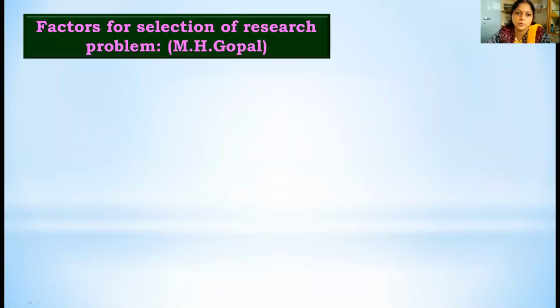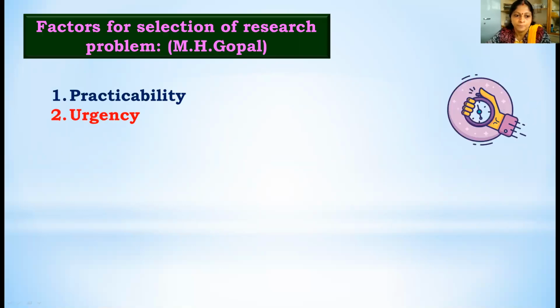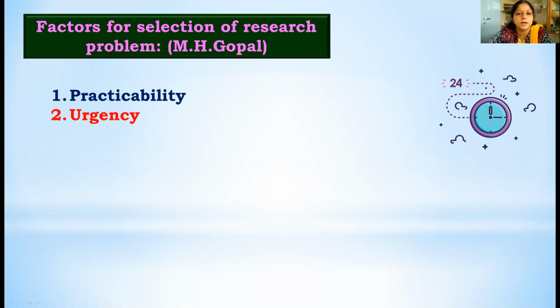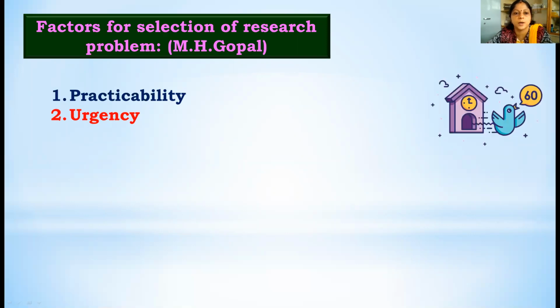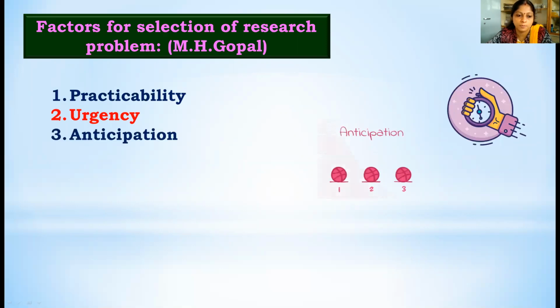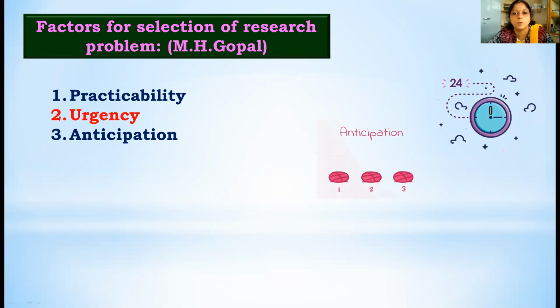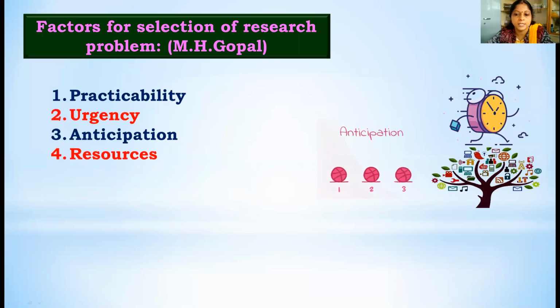And the next important thing you have to consider is the factors which have to be considered while selecting a research problem. According to M.H. Gopal, he has come out with certain factors like practicability, which I have told you, that whenever you are coming out with the research solution, that has to apply in a practical way. And urgency. Many times you have to conduct research that has an urgent need, or that is very much required, or a thrust in the farmers' area, and it acts as a major problem for the farmers. Anticipation. Always you have to conduct research with the anticipation that it is going to solve the problem of the farmer in a particular way. And the next one is the resources.